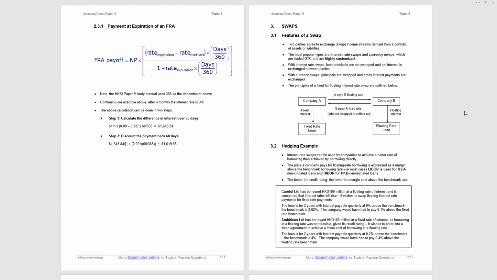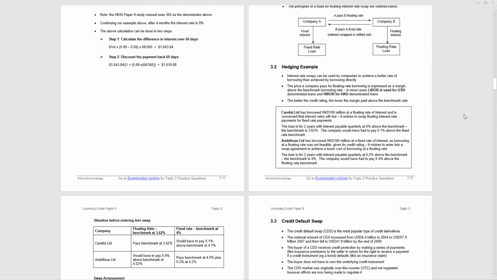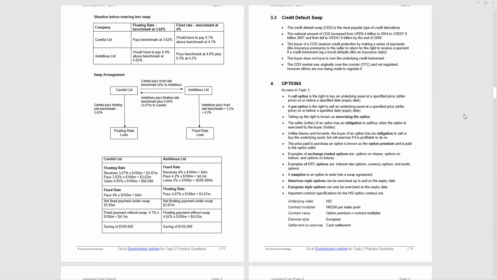Ambitious Limited's loan, again for 2 years, has interest payable quarterly at 0.2% above the benchmark. And the fixed benchmark is 4%, so they're paying 4.2%. If they had gone directly into the fixed market, the company would have to pay 0.4% above the floating rate benchmark. Okay, that's the example set up. You're not going to get as complex an example as that in the exam. And in the exam, it's set out in table format, and you can see very quickly what the situation is.